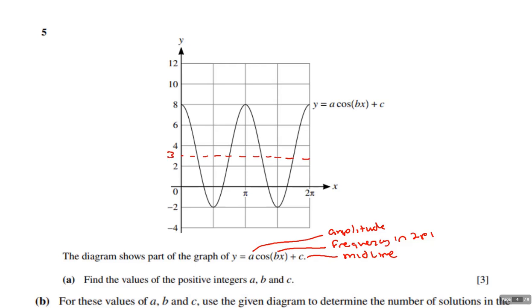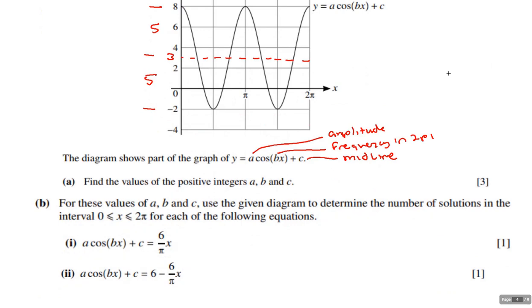Clearly the midline is going to be 3. That's c. The amplitude then is going to be 5 because that's a distance from the midline to the highest point and the lowest point. And then there's a cycle in 1 pi, so that means 2 of them are in 2 pi. That gives me this equation over here. And that's part A.